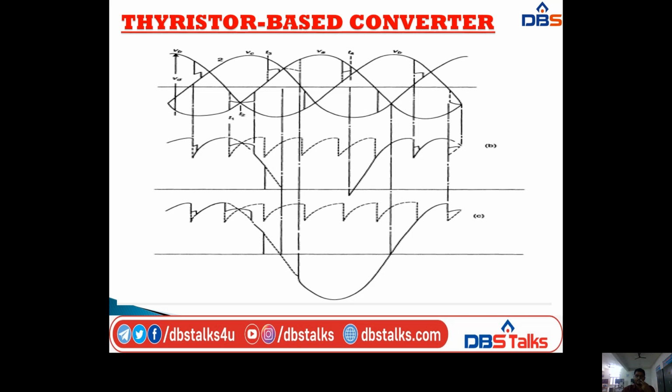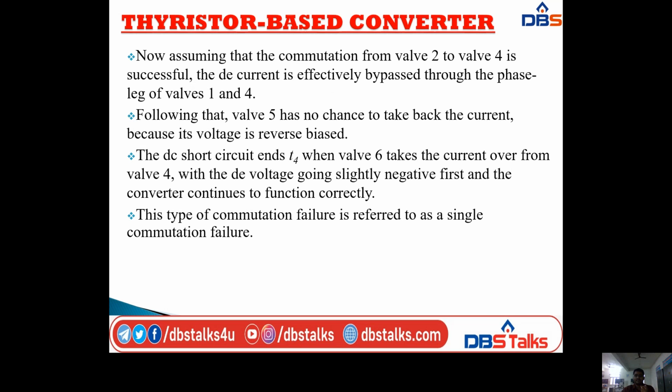Now assuming that the commutation from valve 2 to valve 4 is successful, the DC current is effectively bypassed through the phase leg of valves 1 and 4. Following that, valve 5 has no chance to take back the current because its voltage is reverse biased. The DC short circuit ends at T4, when valve 6 takes the current over from valve 4, with the DC voltage going slightly negative first, and the converter continues to function correctly. This type of commutation failure is referred to as a single commutation failure.